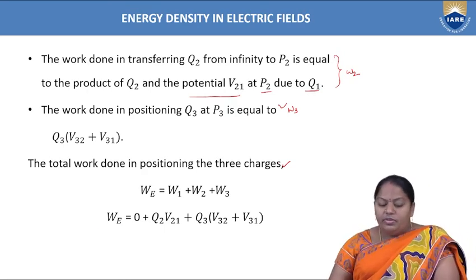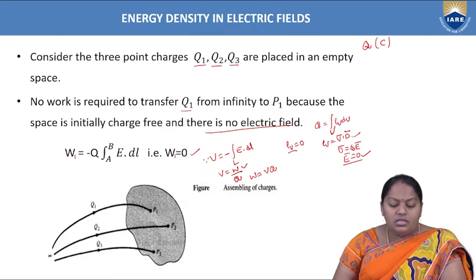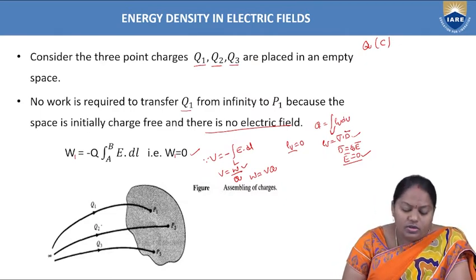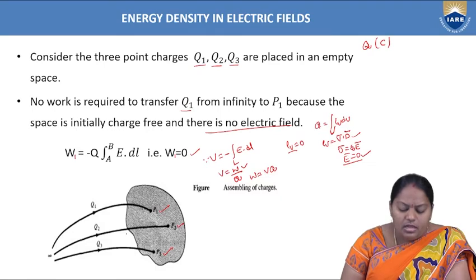From the figure, how many point charges are we going to assemble? 3 point charges Q1, Q2, Q3 and the respective positions P1, P2, P3. For the first charge, in order to assemble this Q1 at P1, work done is 0. And in order to assemble this charge Q2 from infinity to P2, we must consider the potential from P1 to P2.